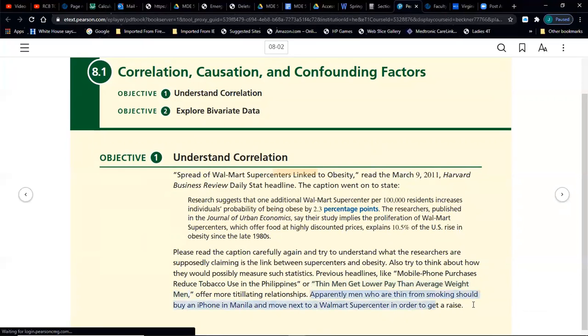And then they do this nice little fun statement. This is my favorite. Apparently, men who are thin from smoking should buy an iPhone in Manila, that's in the Philippines, and move next to a Walmart center in order to get a raise. If you link all three of those things together, if you are a thin man and you smoke, and you don't make much money because you're thin, you should buy an iPhone to reduce your smoking or to quit, move to a Walmart to get fatter, and then get fatter to get a raise. I mean, that sounds like some 2020 Facebook article, no doubt.